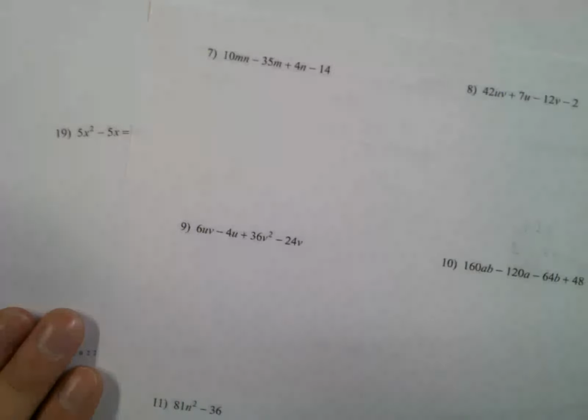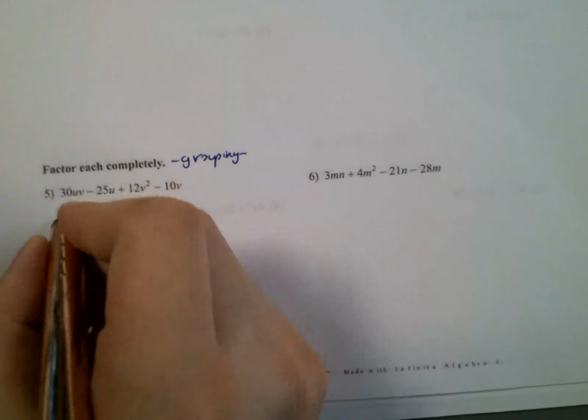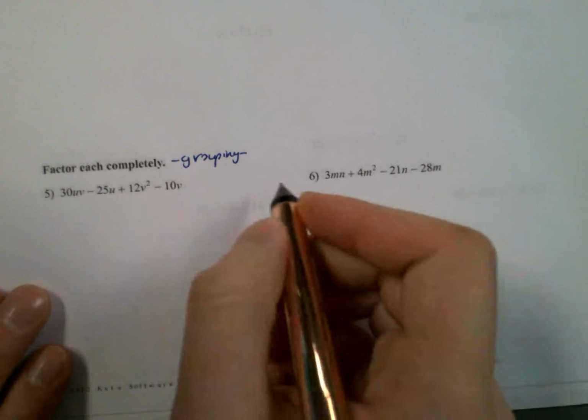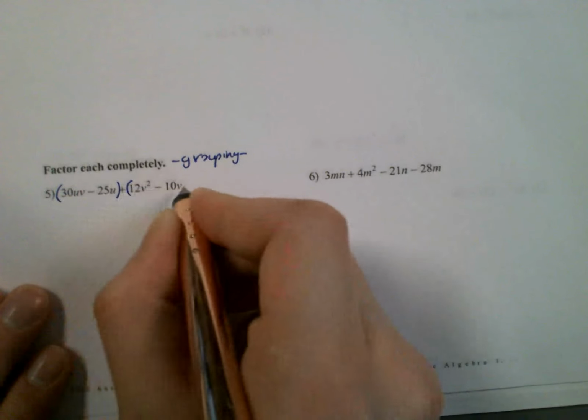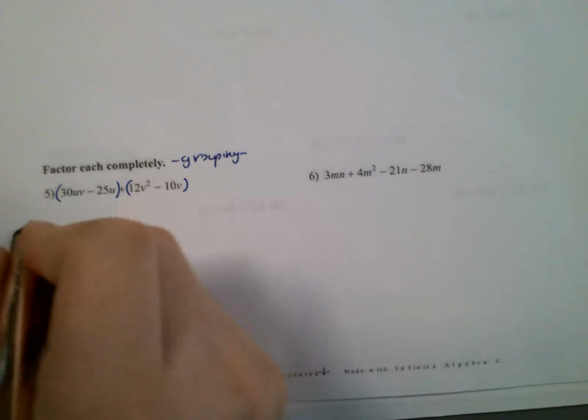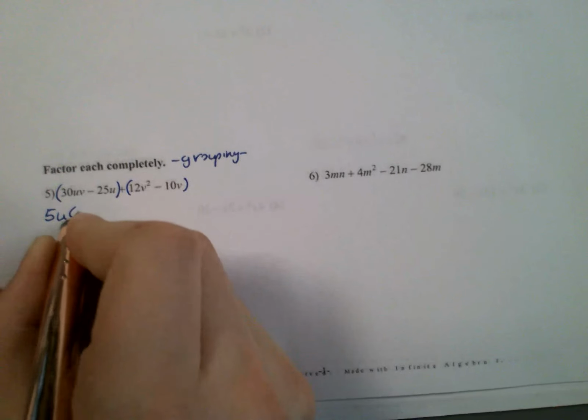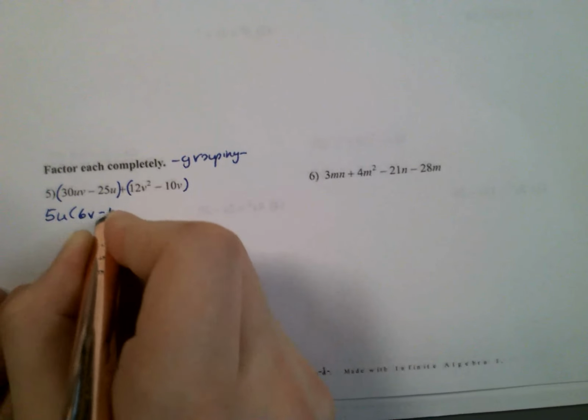I don't know if all of these are. I think some of them might be special cases, but for all intents and purposes, this one's a grouping one, okay? So firstly, though, we can factor something out of all this. We can factor out... Actually, no, we can't factor out. Okay, we just got to group. Parentheses here, parentheses here. Out of here, I can pull a 5u. That leaves me with 6v minus 5.